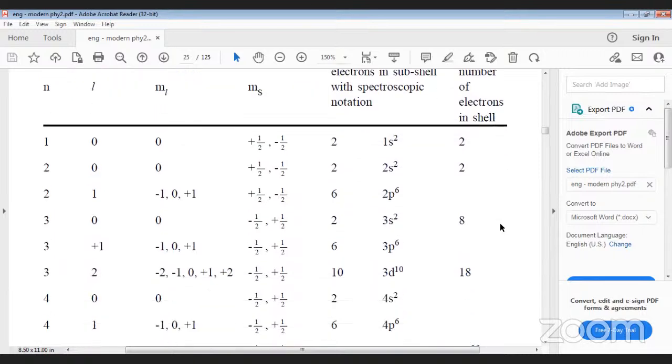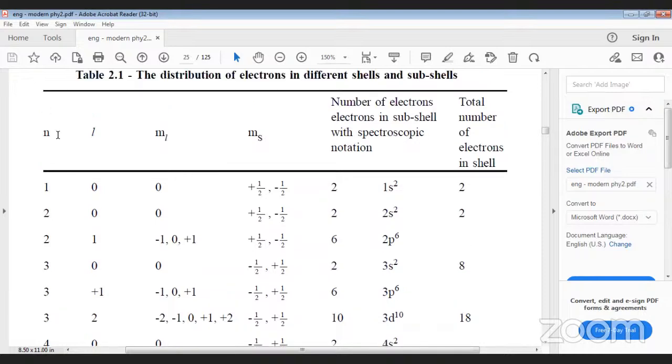See here, n equals 1, so l is 0, m_l is 0, and m_s values are plus and minus half. What is the maximum number of electrons in the first shell? For n equals 1, the formula is 2n square, so 2 into 1 square, which is 2. Therefore, the total number of electrons in the shell is 2. That's why in the electronic configuration 1s2, the subshell maximum is 2 electrons.